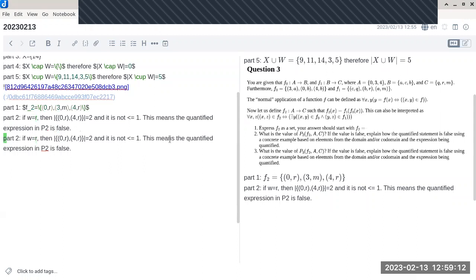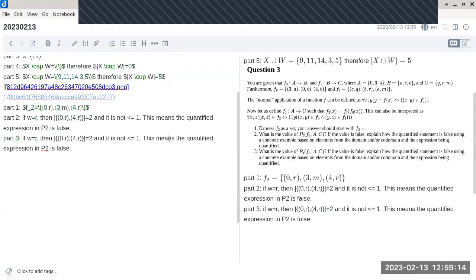So let's go ahead and answer part 3. And what do you think? We already know what F2 is, okay? F2 is 0R, 3M, 4R. So the question is, if you try to apply F2 to P3 as a predicate, what is the answer? So, well, first of all, just intuitively, is F2 surjective?